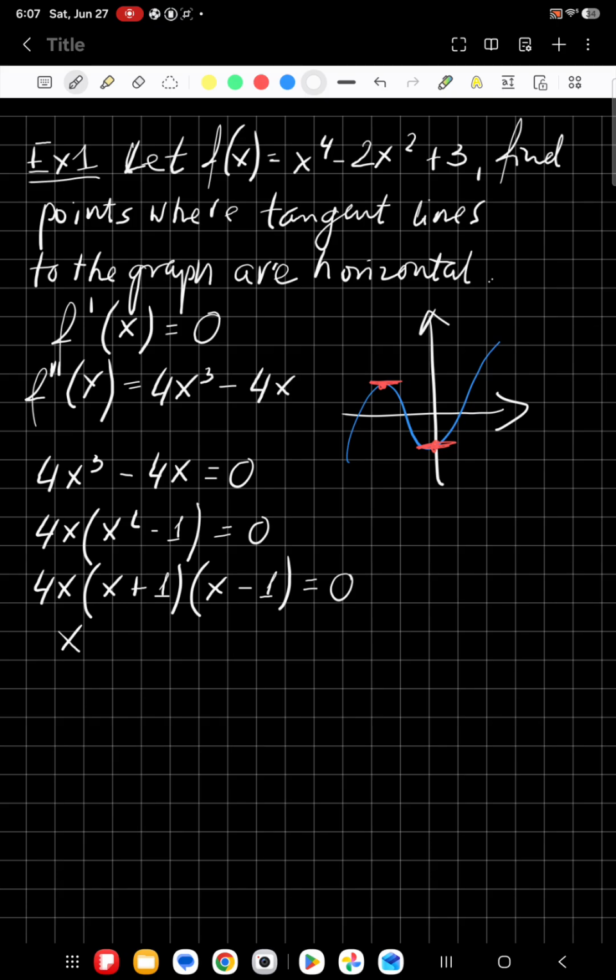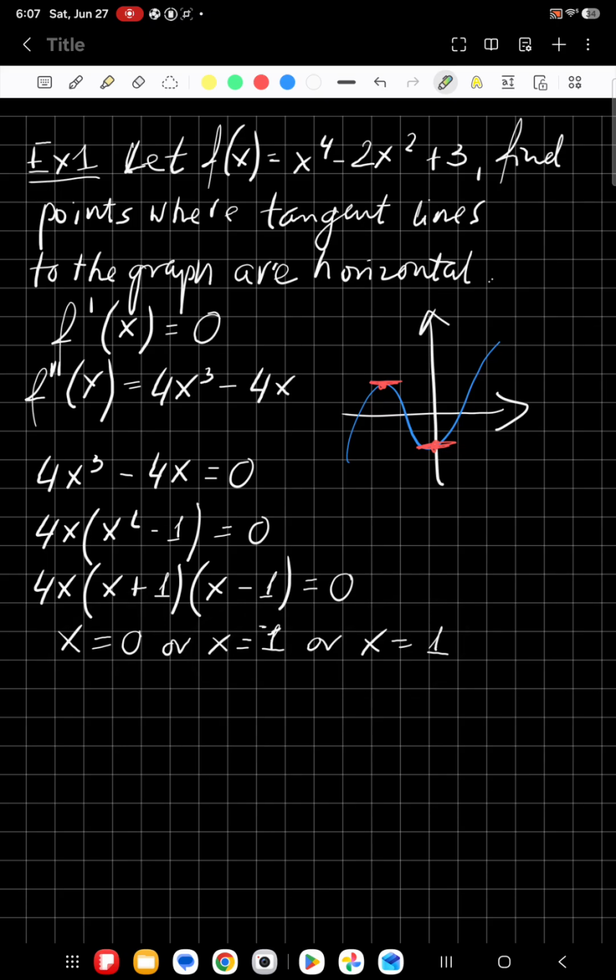So the first one comes from this 4x. If I plug in 0 in there, I'm getting 0 at the end, so x equals 0. Then the second, x equals negative 1. And the last one comes from the last factor, the last parenthesis, x equals 1. Okay, so now we have 3 zeros, 3 x's that will give us those 3 points.